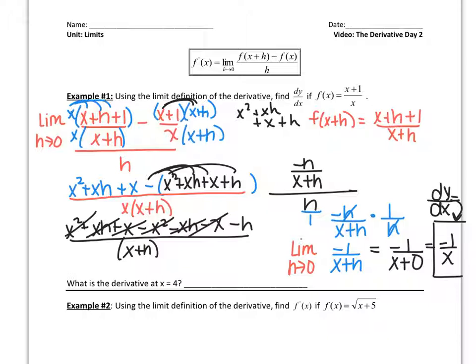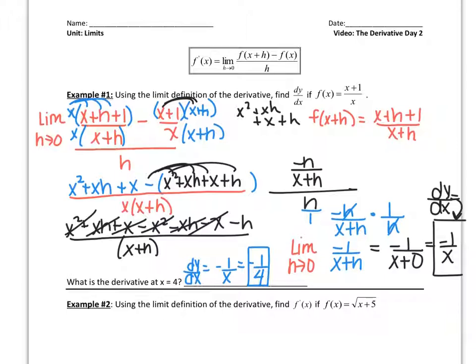So if I want to find the derivative at x equals 4, all I'm going to do is plug in. So if I have dy/dx, which is equal to negative 1 over x, all I'm going to do is plug in 4. So what is the derivative at x equals 4? Negative 1/4.